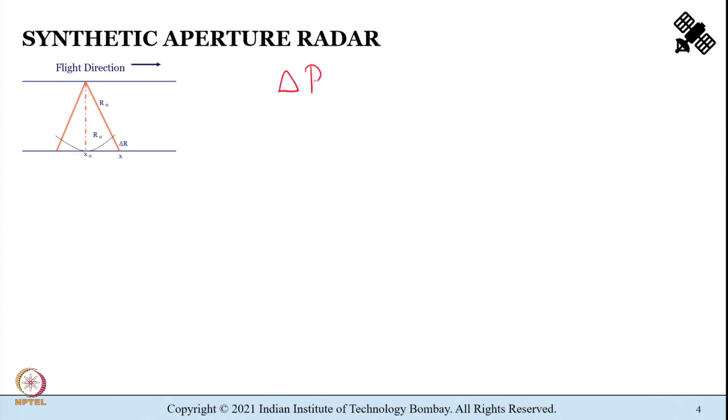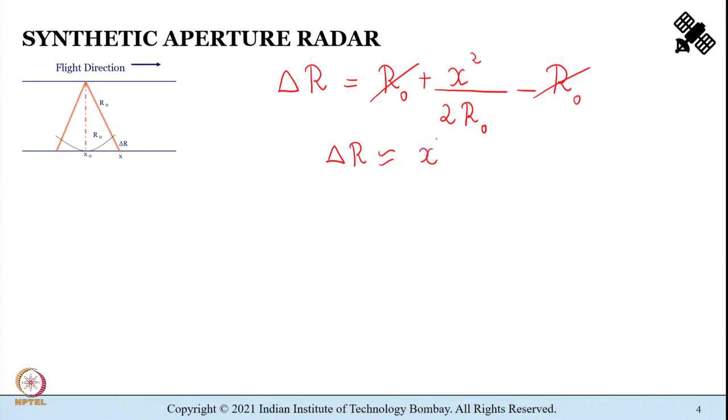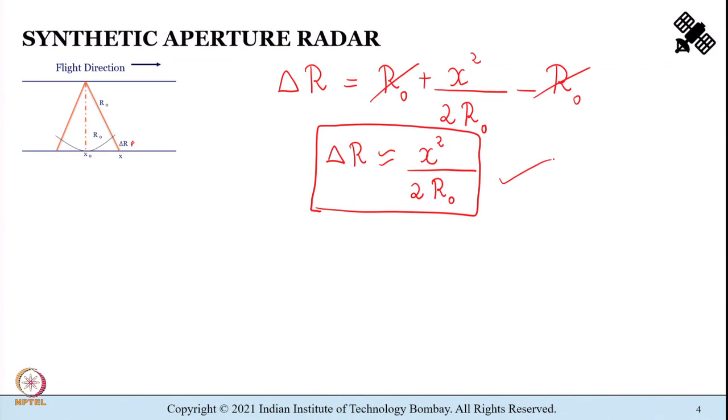So, we have delta R equals R naught plus x square by 2 R naught minus R naught. I can get delta R nearly equal to x square by 2 R naught. This is what I am getting, which means the slight increase in the range, denoted by delta R, is nearly equal to x square, that is the distance along the x axis, by 2 R naught, where R naught is the range distance from the antenna to the center of the target, center of the beam.